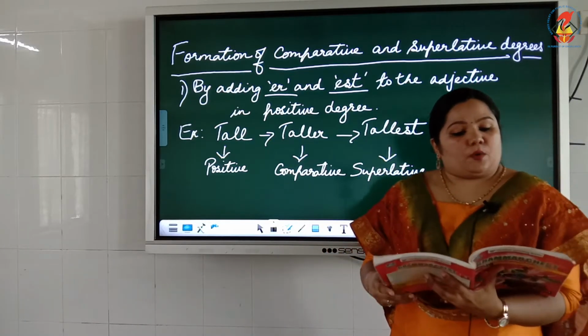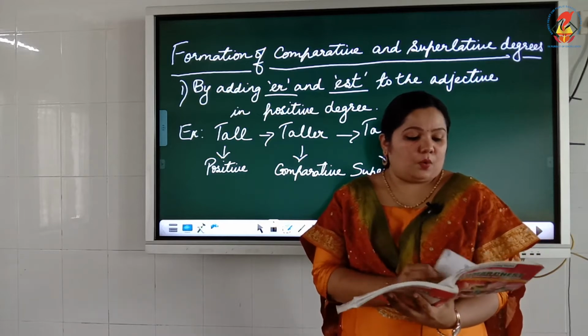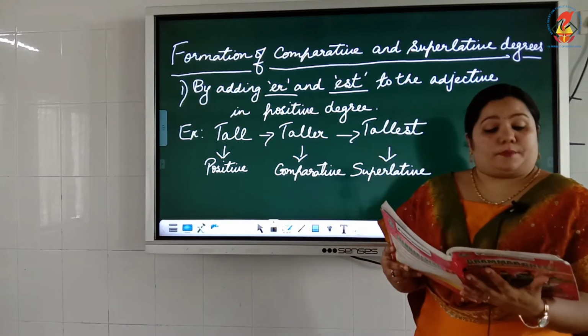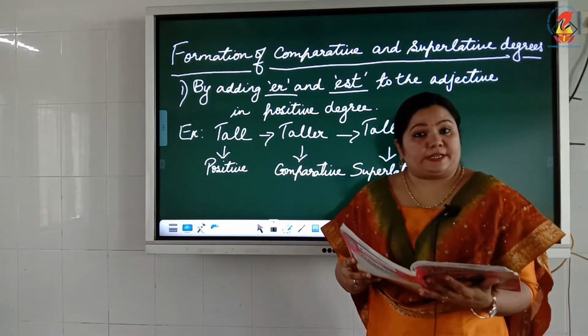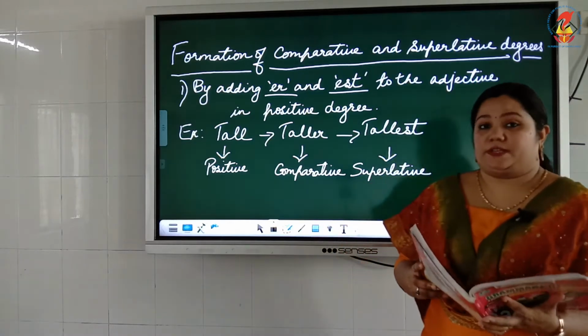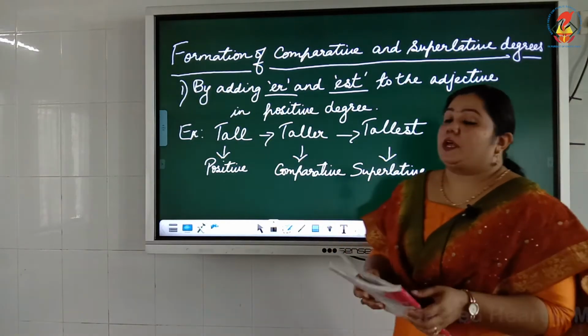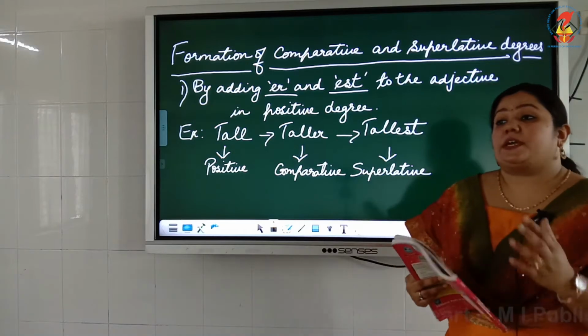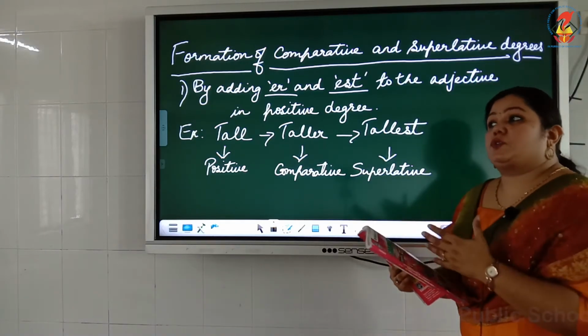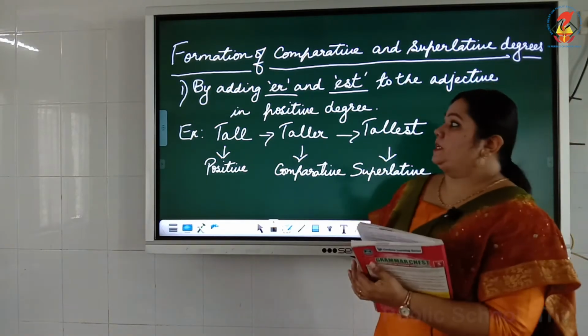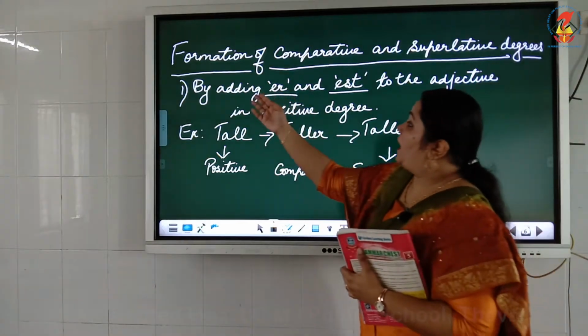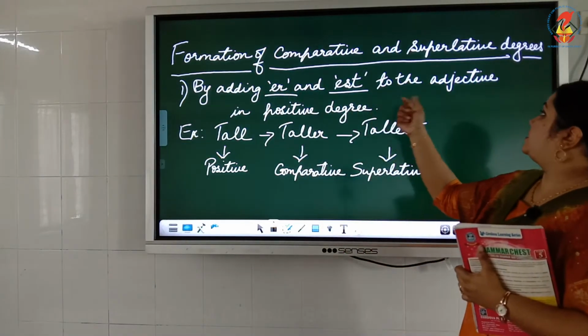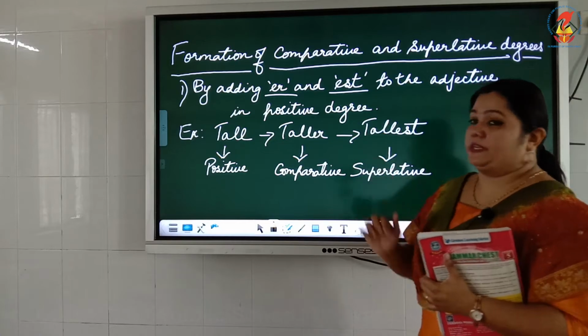Okay, now let us see the formation of comparative and superlative degrees of comparison. Now how do you change from positive degree to comparative or superlative degree? The first one, by adding ER and EST to the adjectives in positive degree.